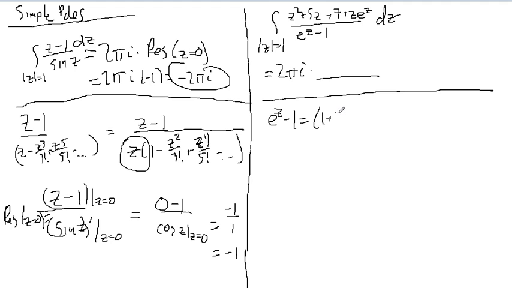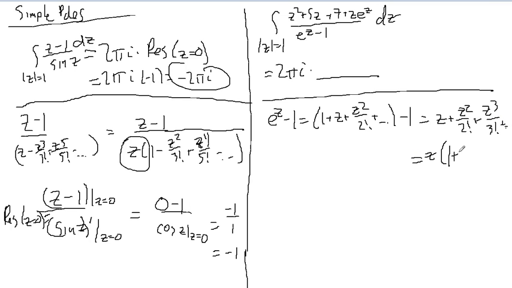Notice that e to the z minus 1 equals 1 plus z plus z squared over 2 factorial plus z cubed over 3 factorial, minus 1, which just gives you z plus z squared over 2 factorial plus z cubed over 3 factorial plus and so on. You can factor a single z out of the power series here, and then I get something. So this is a zero of multiplicity 1, and this does not have a root at z equals 0. So now I know I can apply the rule.